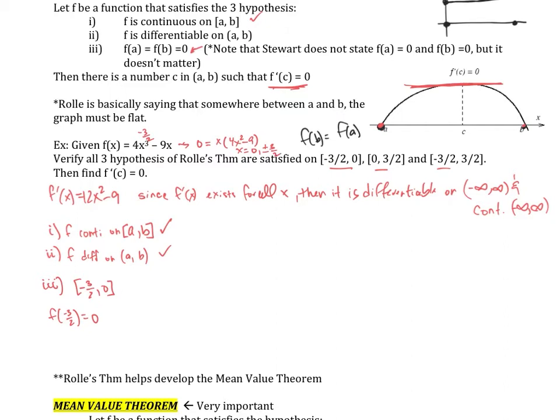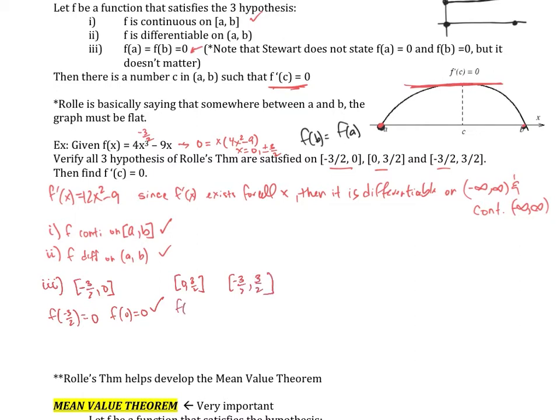And you can verify that those are the zeros, and you will get zeros at each one of those values. So that means f of 0 will be 0 as well. So it works on this interval. What about the interval from 0 to 3/2, and then the last interval from -3/2 to +3/2?